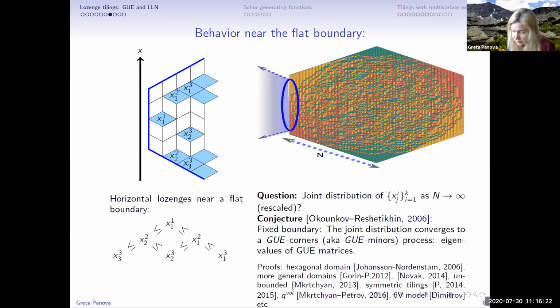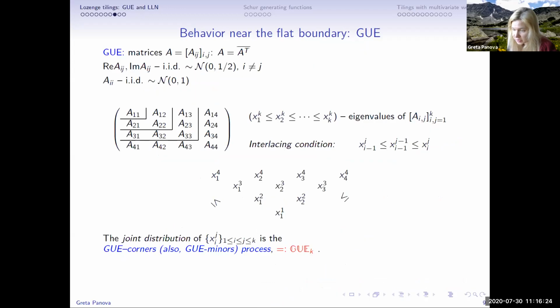And what is this GUE corners process? Let me just say this briefly. The Gaussian unitary ensemble consists of Hermitian matrices such that their real and imaginary parts are IID normally distributed variables. Now we are going to look at the principal submatrices of this matrix.